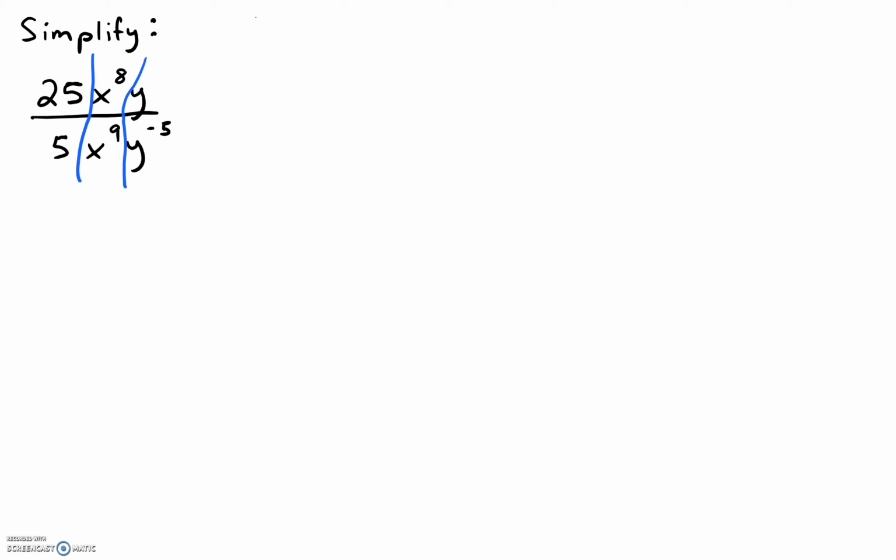So the first thing to think about, let's look at that first compartment. We have 25 divided by 5. Well, that's just 5. You can throw that in your calculator or do it in your head. So the first compartment is done.